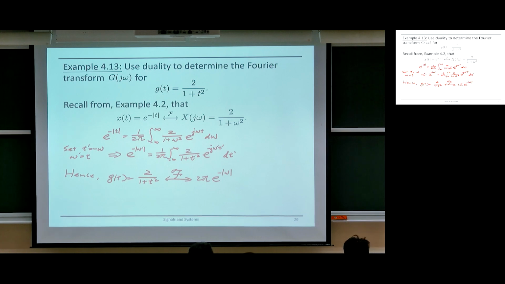So by duality, right, you can show that if you have one form going to the other form, then it should also hold that for a signal of this form, you can get back something of the previous form. Okay?